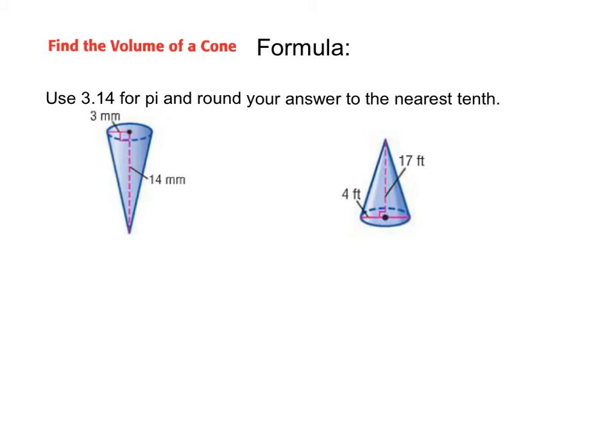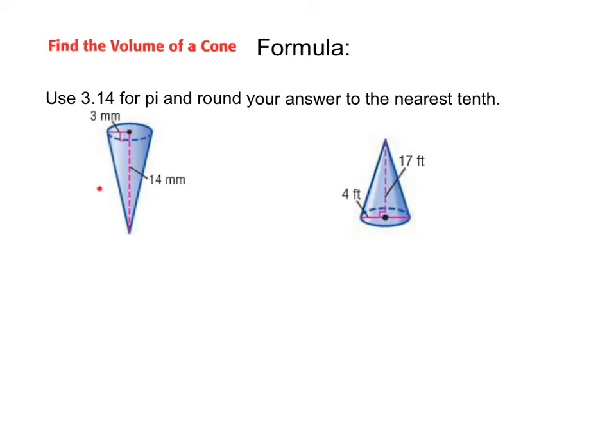The second circular solid that we have to find the volume of is a cone. So a cone, if you will notice, has a circular base. It has a vertex, a point that the edges of the circle come to. You know what a cone looks like. It looks like an ice cream cone, okay?